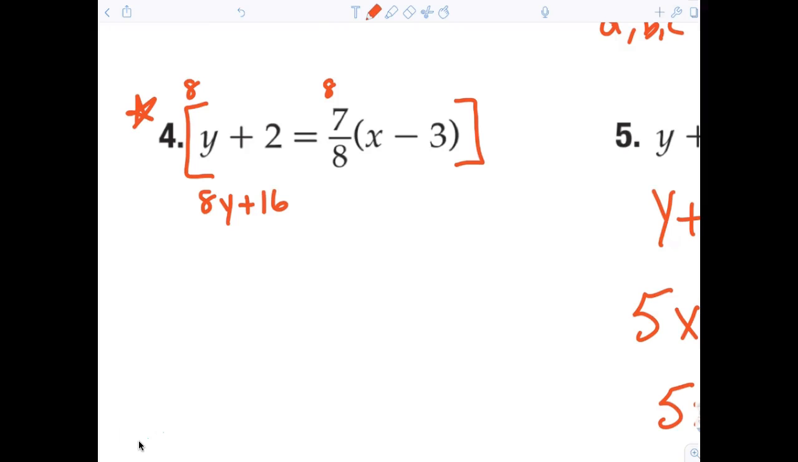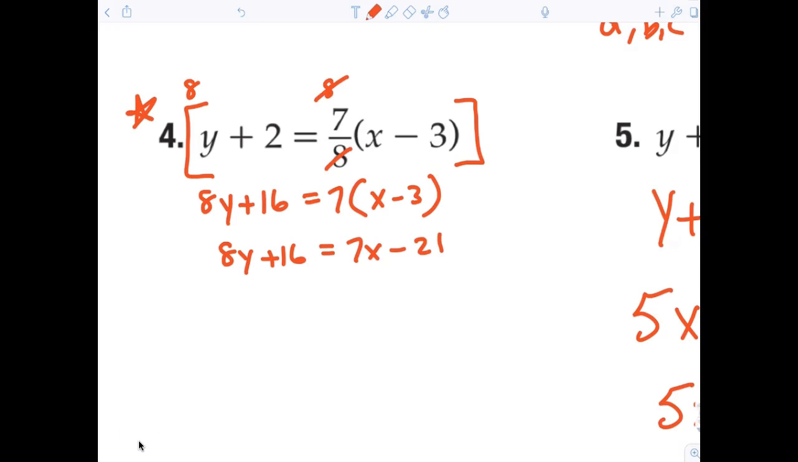Everybody happy with that? Now, if I multiply the right side by 8, what happens to the times 8 and the divided by 8? They cancel out. So is there a fraction anymore? No fractions. So now it's just equals 7 parentheses x minus 3. And now I have to do what? Good job. Distribute the 7. So I end up with 7x minus what? And 8y plus 16.